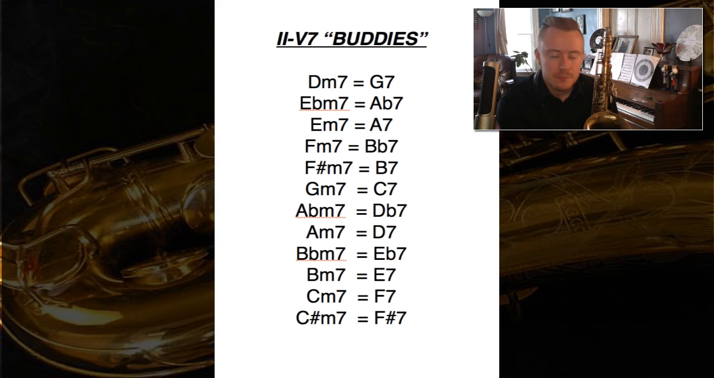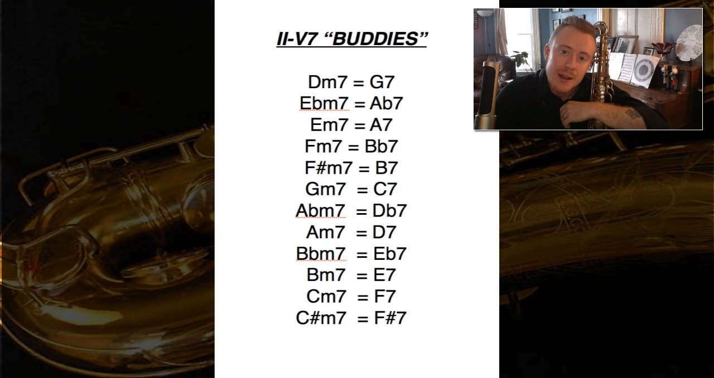So this is a concept I like to call 2-5 buddies. On the left-hand column are all what we would call 2 chords, or minor 7 chords, and on the right hand are the dominant chords, or what we'd call the 5 chords. If you've never heard of 2-5-1s before, this might not be the best introductory video, but hang in there and I think you're going to enjoy some of these examples.